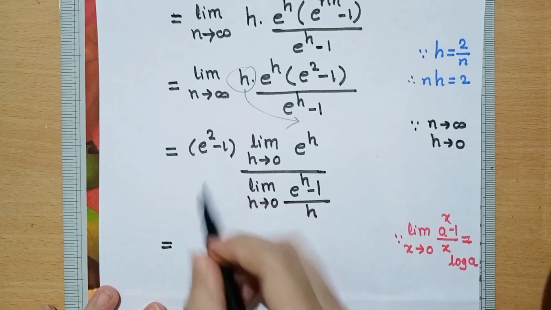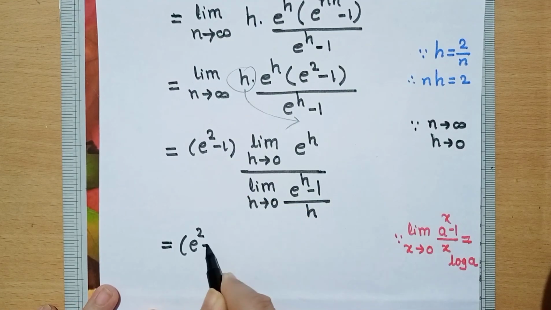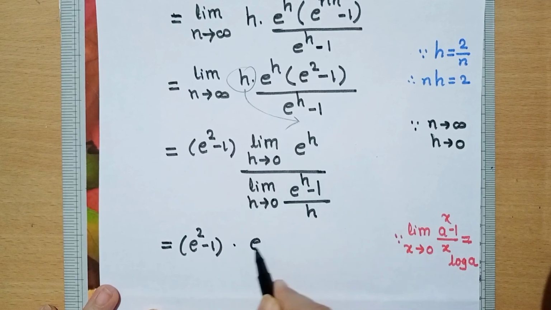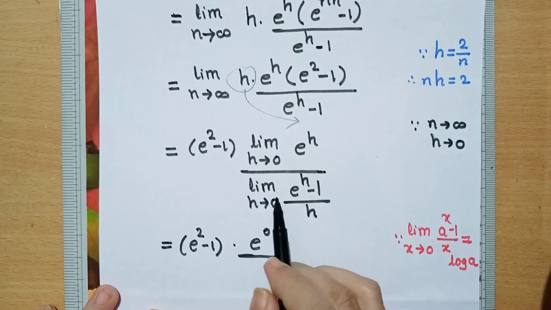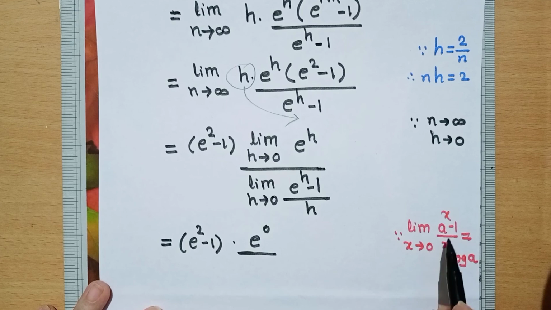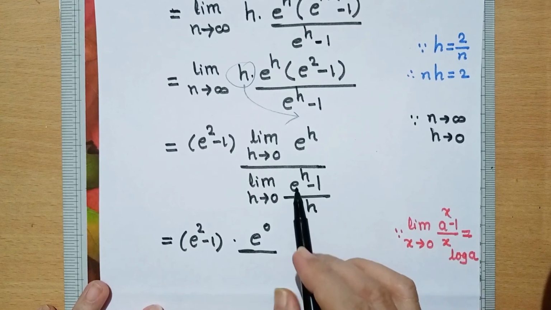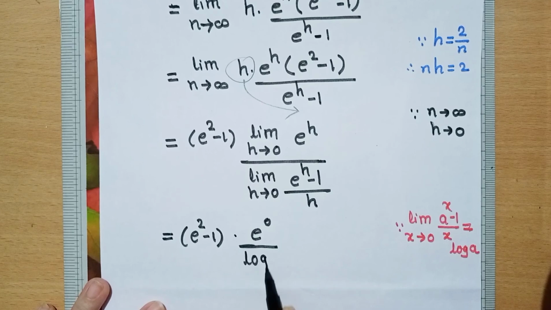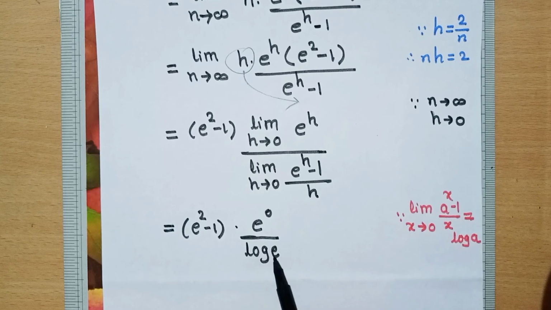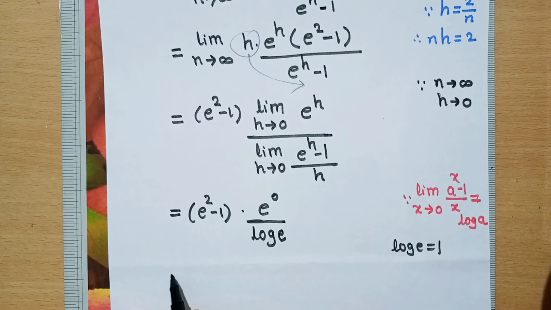So again in the next step, this term as it is, e square minus 1. Now we will substitute 0 here. So upside e raised to 0, and we will use this formula. We know limit x tends to 0, a raised to x minus 1 upon x is log of a. So its answer is log of e. And again e raised to 0, its value is 1. Log of e is also 1, and so the final answer is e square minus 1.